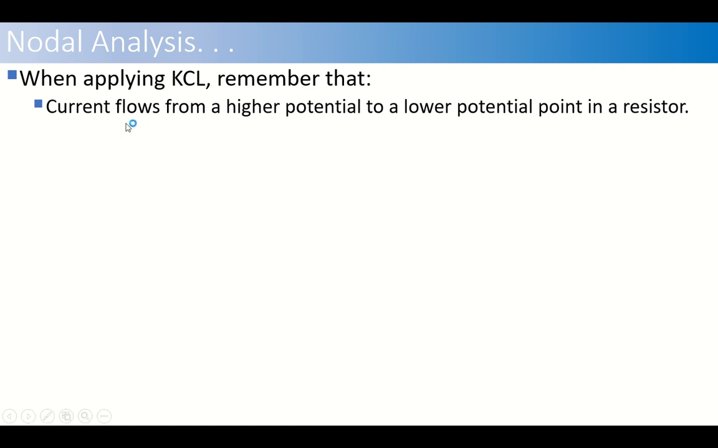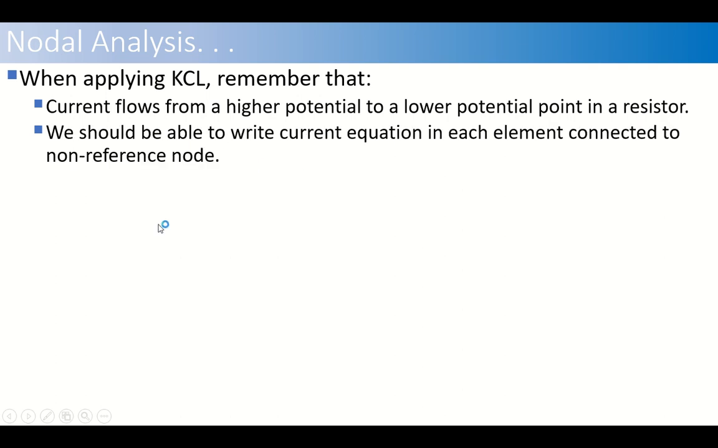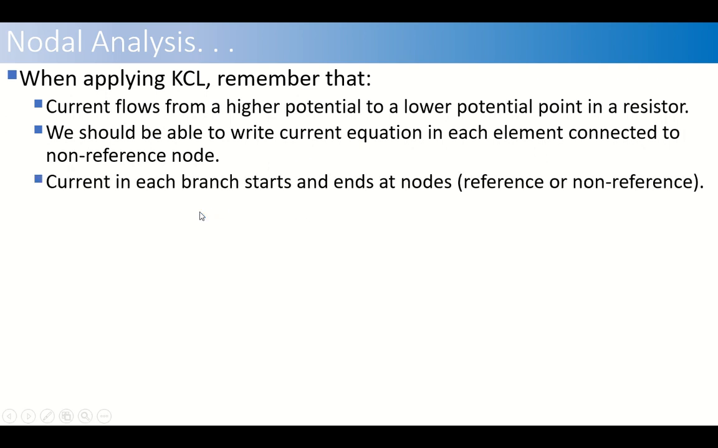Current flows from a higher potential to a lower potential point in a resistance. So if we want to apply KCL in a branch where a resistance is involved, remember that current always flows from the higher potential point to the lower potential point. We should be able to write the current equations for each element connected to a non-reference node, or we should have the value of the current in that branch. Current in each branch starts and ends at nodes, that is, reference or non-reference nodes.